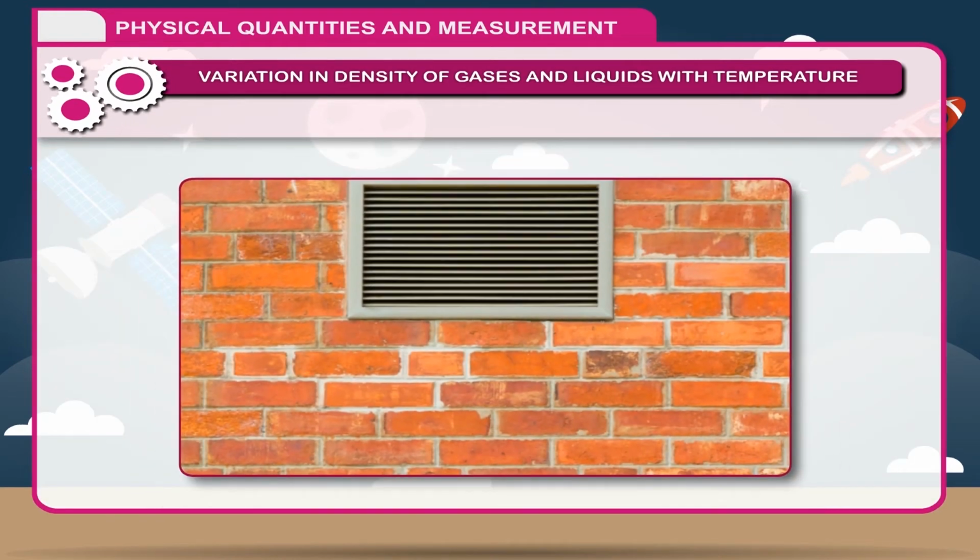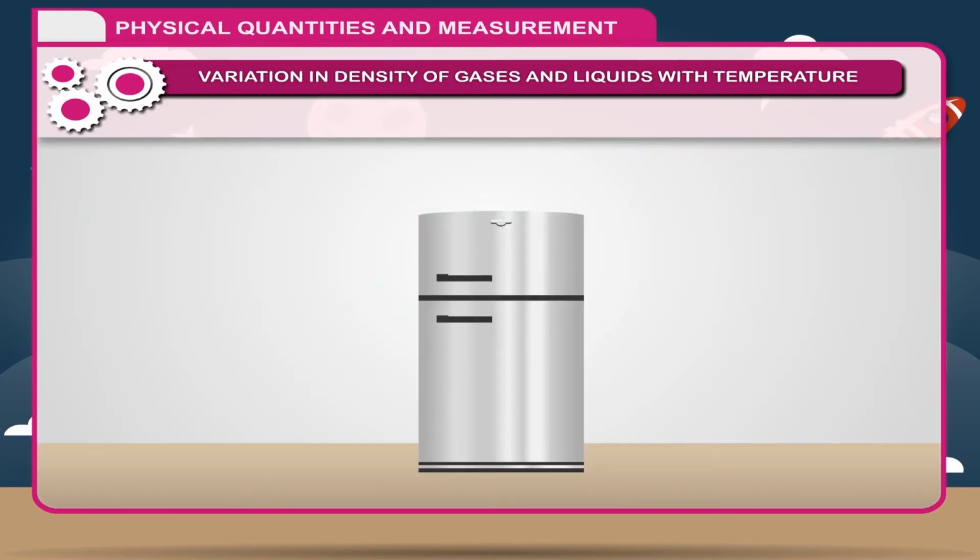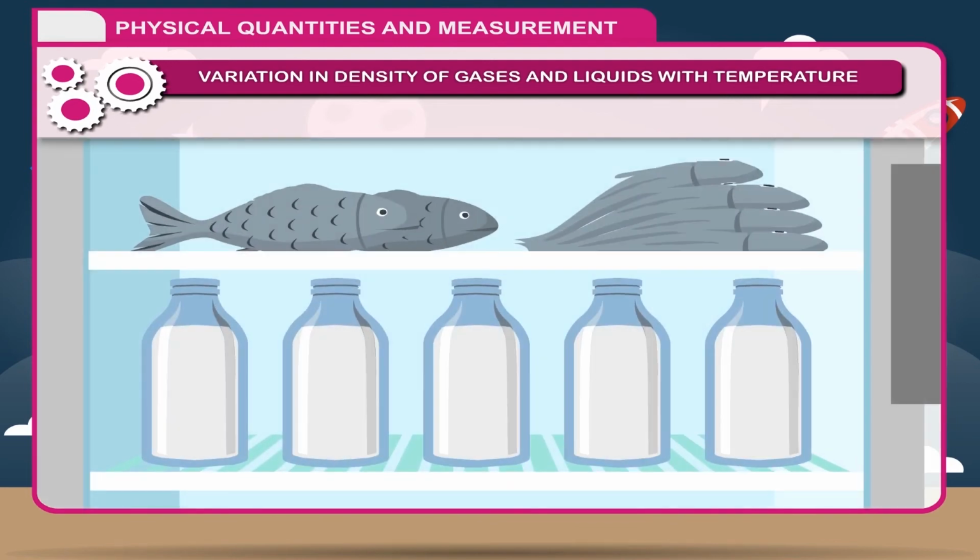Applications: 1. Ventilators are constructed at the top of the walls in rooms because it allows the hot air to go out. 2. The cooling unit in a fridge is fitted at the top because the hot air rises up, and when it comes in contact with it, it becomes cool and comes down.